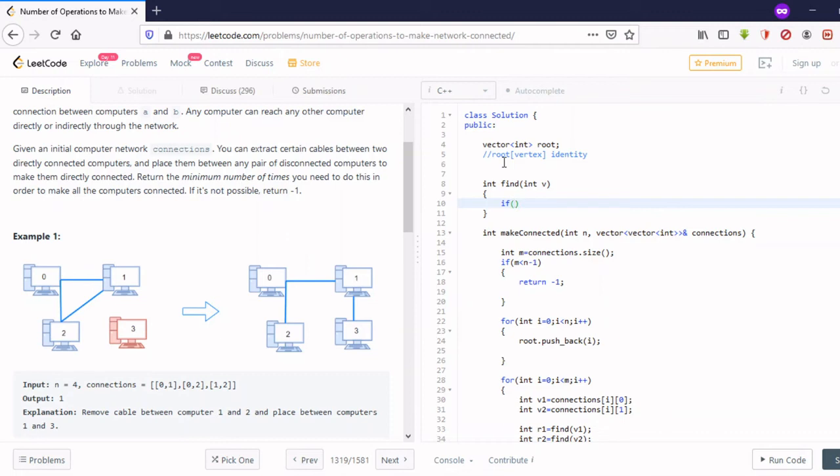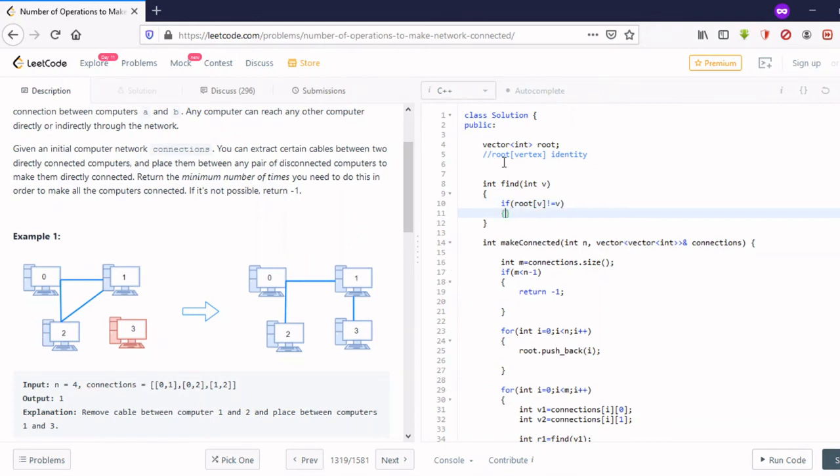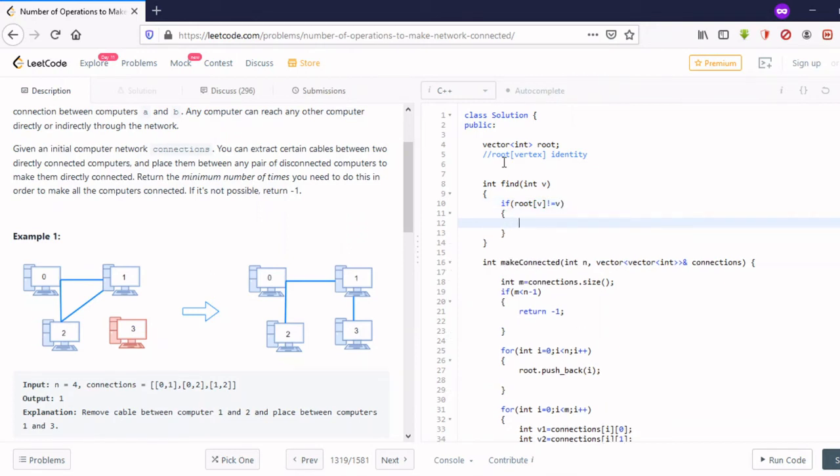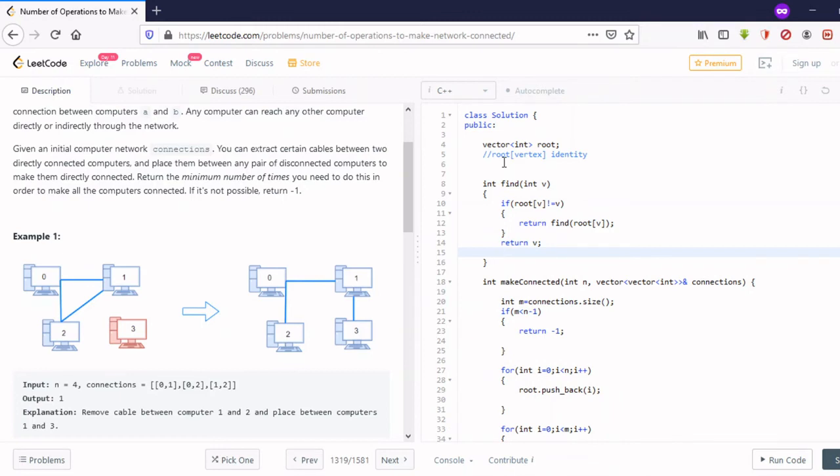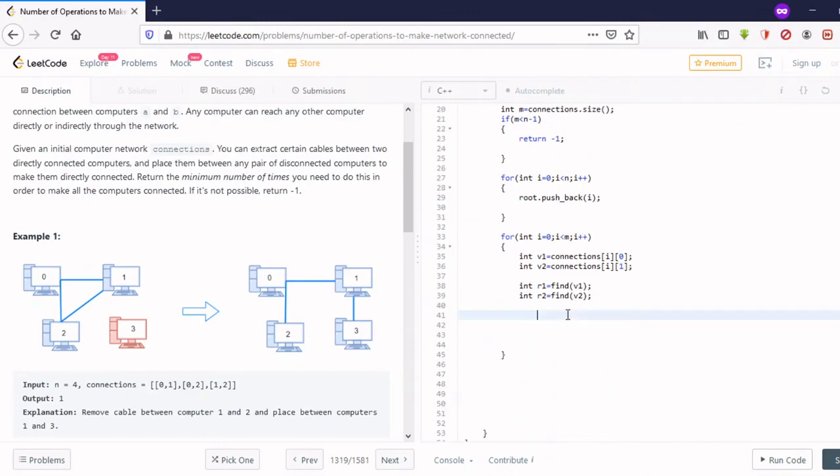Now in this function, if the root of some vertex is not equal to that vertex, this means we need to traverse this vertex one more time towards its parent. Or else, if the root of the vertex is equal to the vertex, we are going to simply return this vertex. So basically after finding these two roots, if these two roots are equal, then this means they are already connected. But if they are not, then they belong to different components.